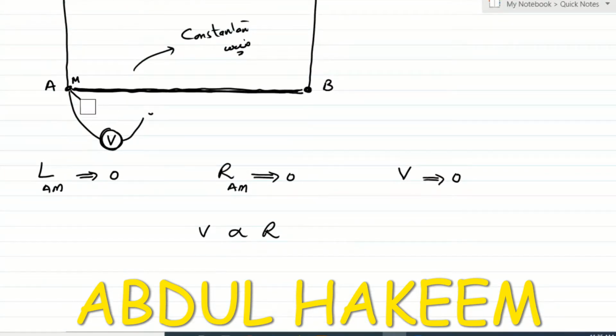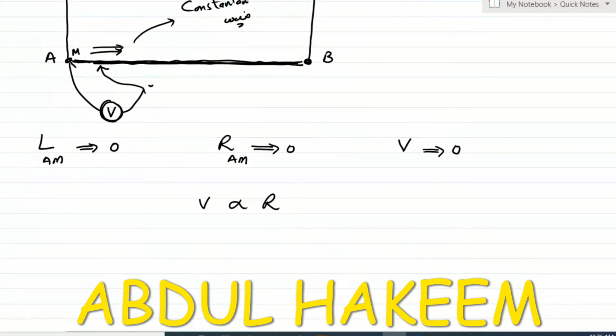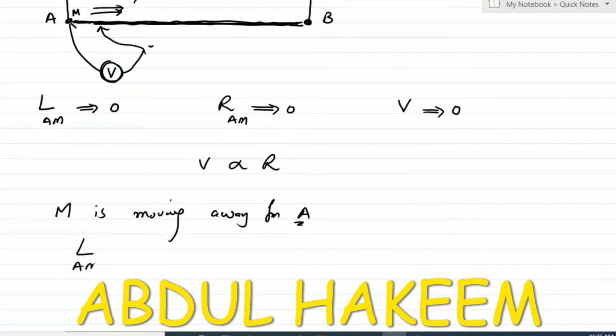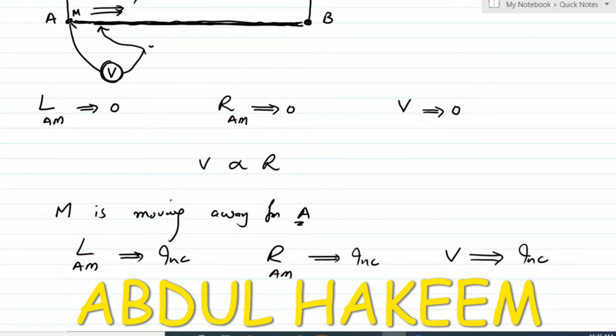When this M contact is moved away from A towards B, M is moving away from fixed point A, then the length between AM is increasing, and the resistance between AM is increasing. So the voltmeter reading for AM will be increasing. So, number one, number two.